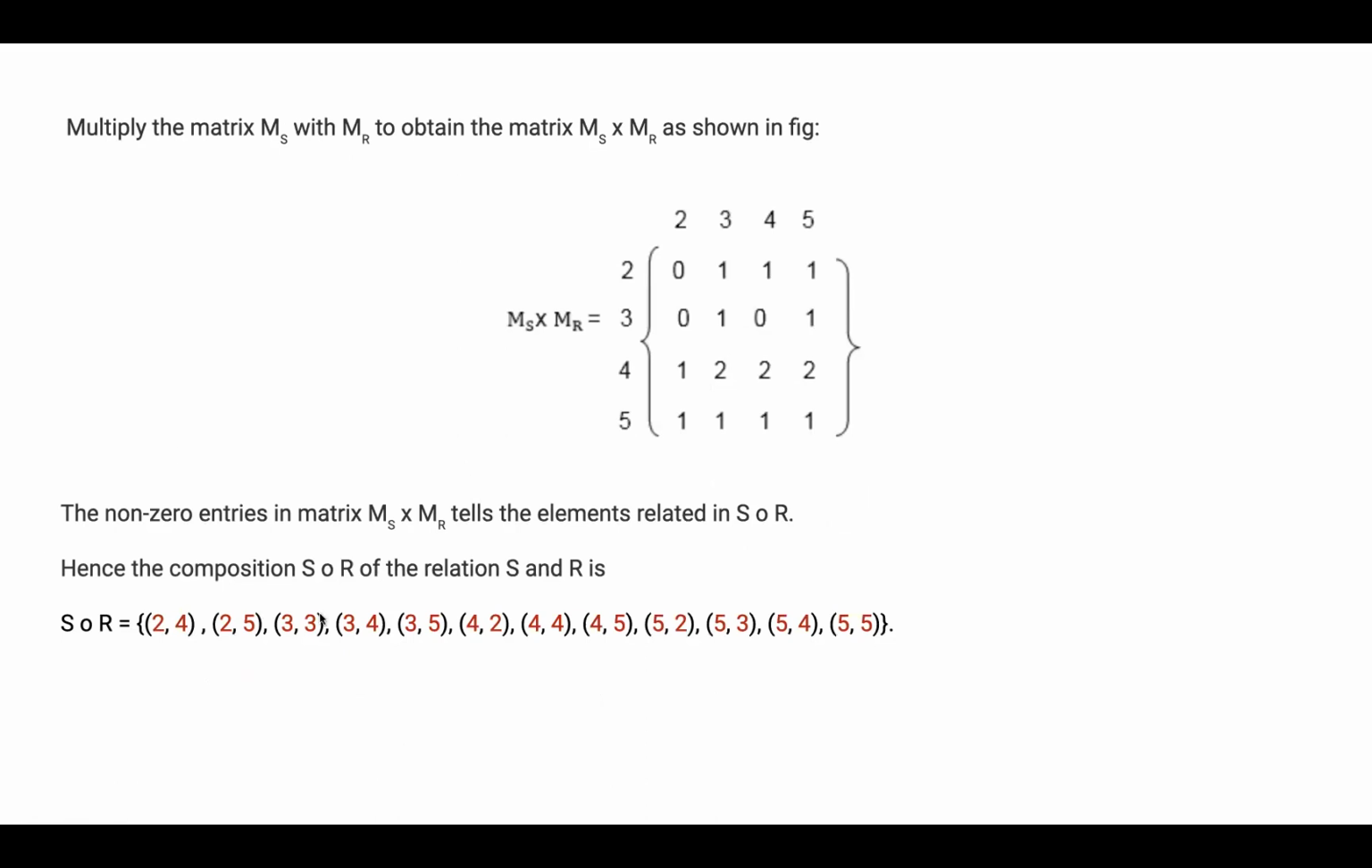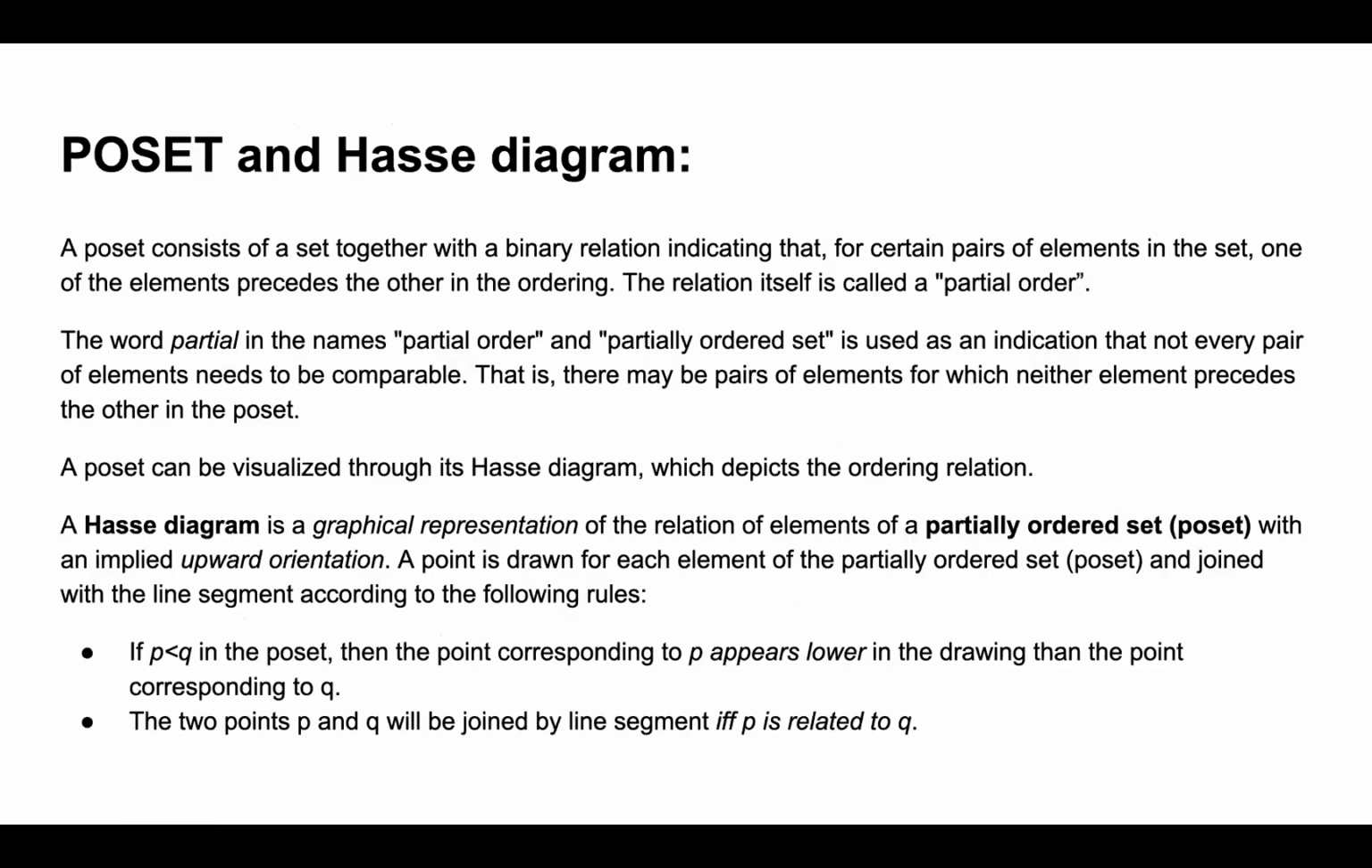composite MR, that is, S composite R we have to perform. In that, the multiplication of two matrices will be like this: MS cross MR. Okay, this is the composition of relations with the help of matrices.